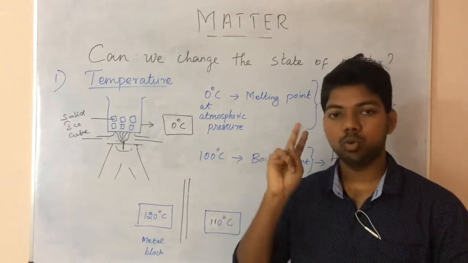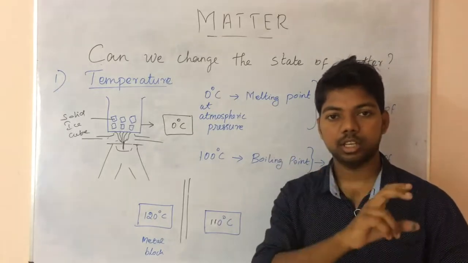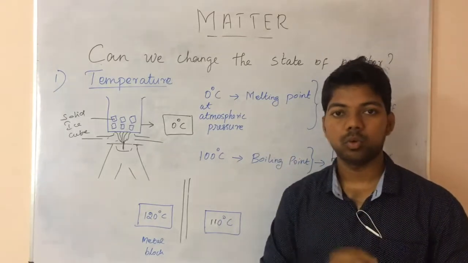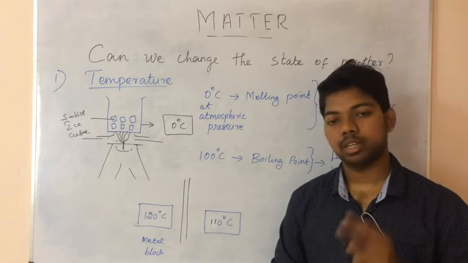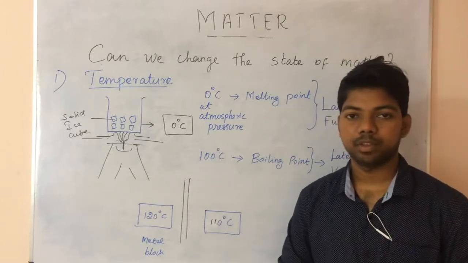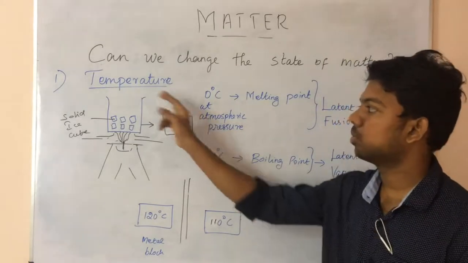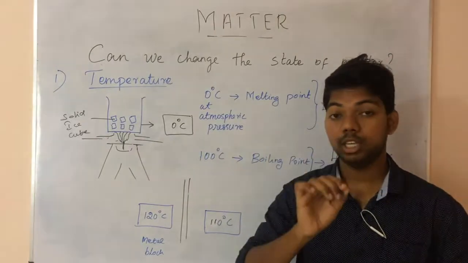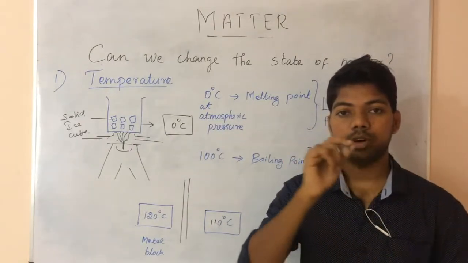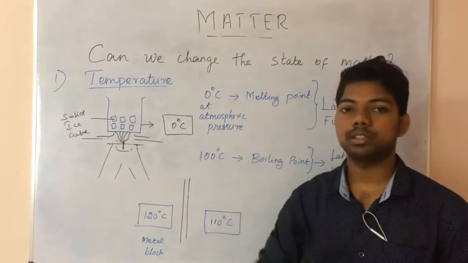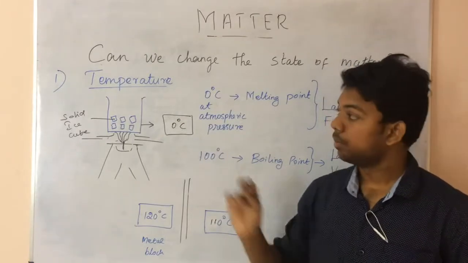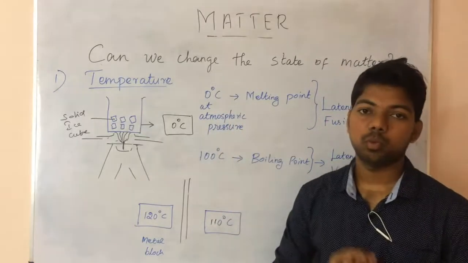Here we have two methods to change the state from one to another. One is by using temperature and the second is by using pressure. First, we are going to deal with how we can change the state from one form to another by using temperature difference. Before that, we have to know what temperature is.